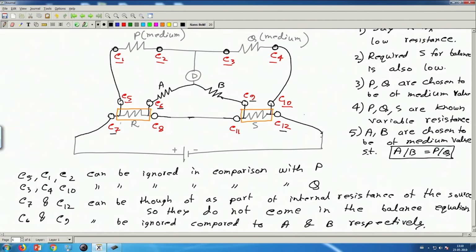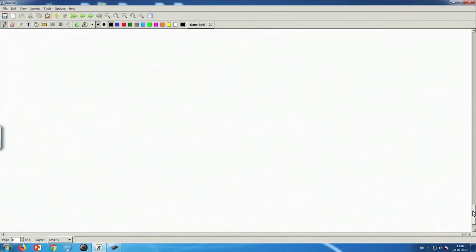So see, almost all of these, 1, 2, 3, 4, 5, 6, 9, 10, 7 and 12, do not create much problem. Okay, 7 and 12 do not come in the balance equation at all, and the other resistances are in series with larger resistances A, B, P, Q, so they are negligible. But C8 and C11, what about them? So what about C8 and C11?